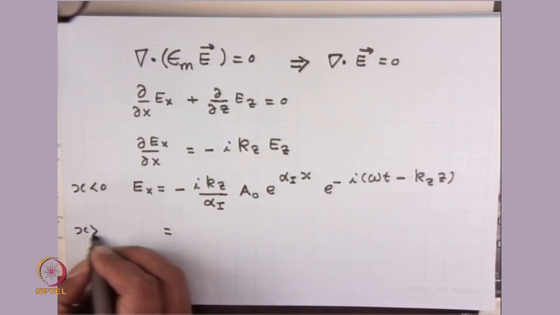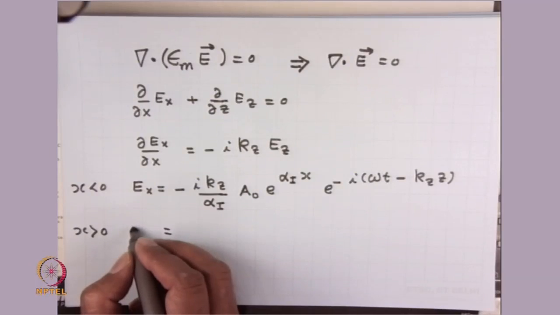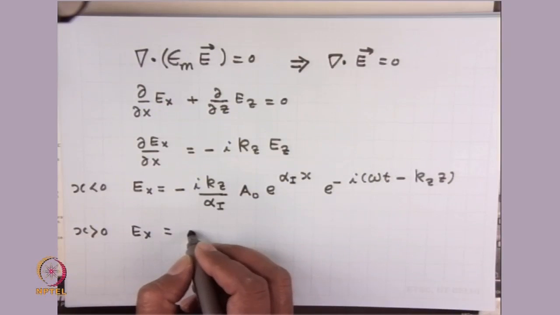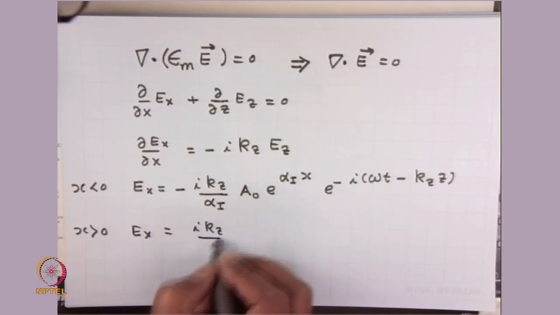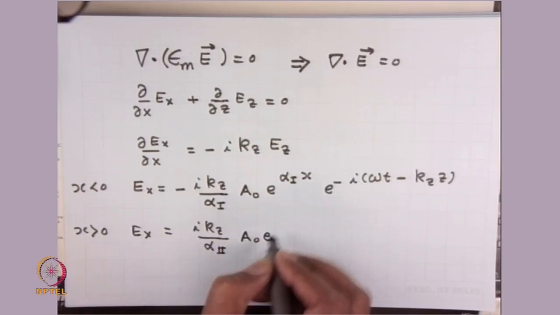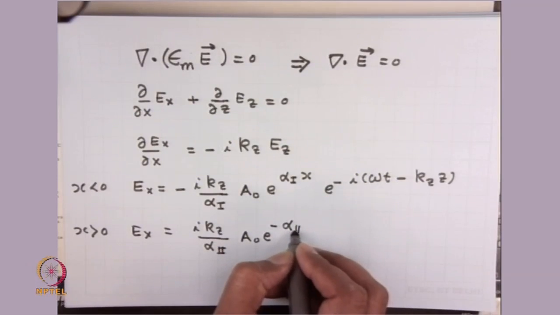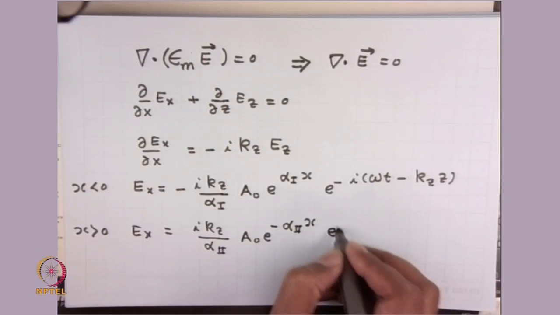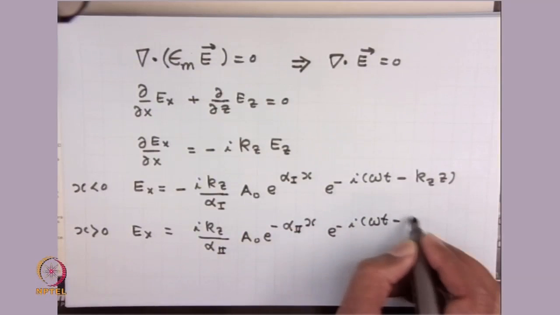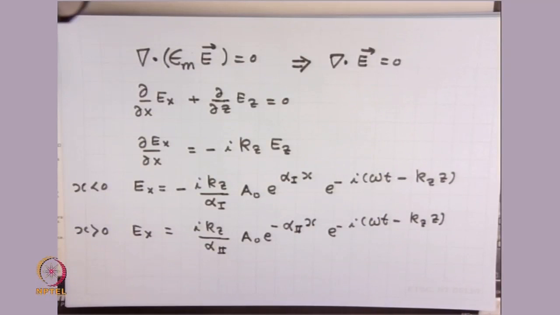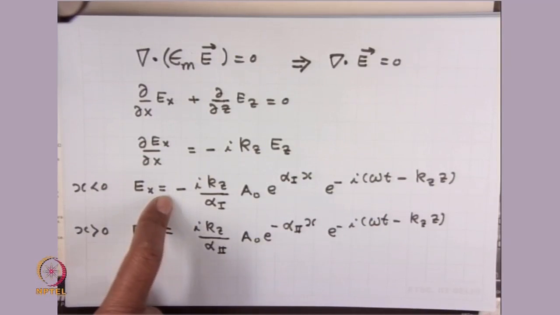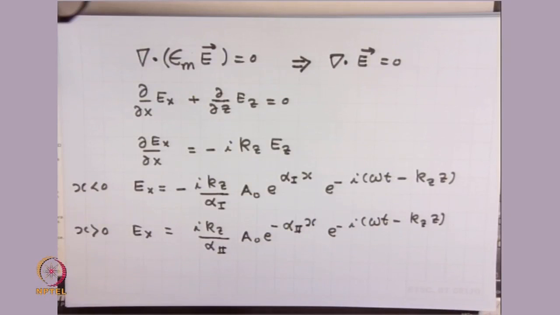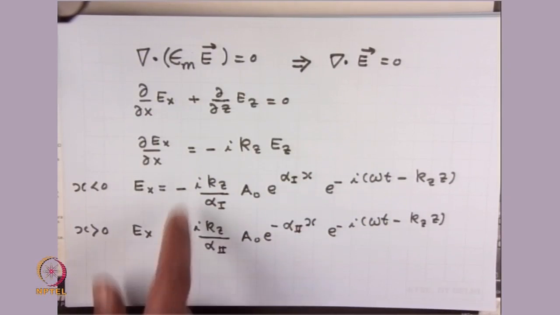for x bigger than 0, Ex is equal to ikz upon alpha 2 A0 exponential of minus alpha 2 x, exponential minus i omega t minus kz z. Interesting part here is that at x equal to 0, this Ex is different than this Ex, they are not equal. The signs are also different, there is a phase difference of pi.